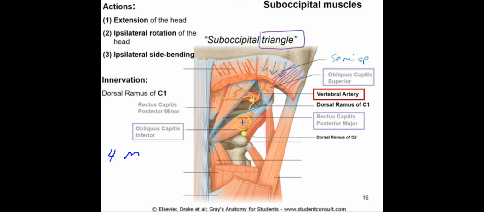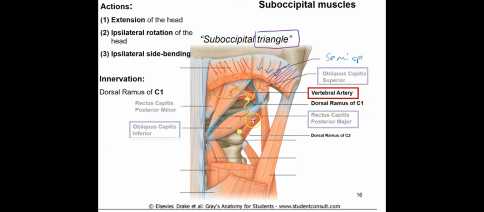You should also know what's generally inside this triangle. So what is inside? Well, we can see the dorsal ramus of C1. That's also called the suboccipital nerve. This dorsal ramus is innervating these four muscles. So this is the motor nerve for, in this case, deep neck muscles close to the spine, innervated by dorsal rami, but specifically of C1. So you should know that the suboccipital triangle muscles are innervated by the dorsal ramus of C1.